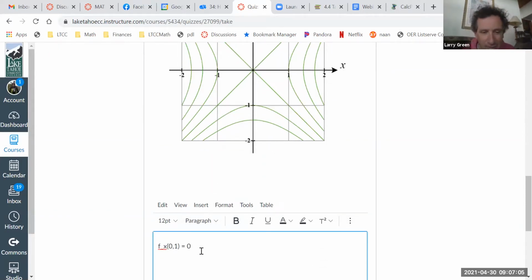So f sub x of (0, 1) is equal to 0. Let me just write y. That way, if you explain yourself, you can get partial credit if you make a little mistake. Since the x direction is in the direction of the tangent line to the contour line.